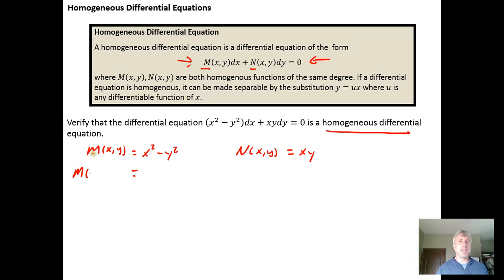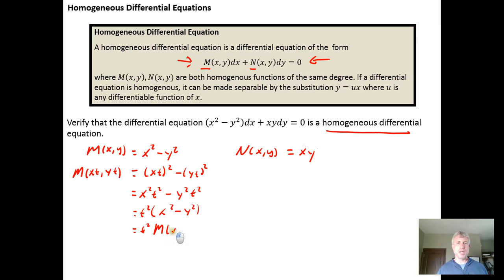We could take, like we did in the previous video, replace x with xt, replace y with yt, and then do our substitutions in x squared minus y squared. Replace the x with xt and the y with yt, and then simplify, so we get x squared t squared minus y squared t squared. Then factoring off the t squared that's common to both terms, I get t squared times x squared minus y squared, which is just t squared times the M of x, y that we started with, which means M of x, y is homogeneous of degree 2.